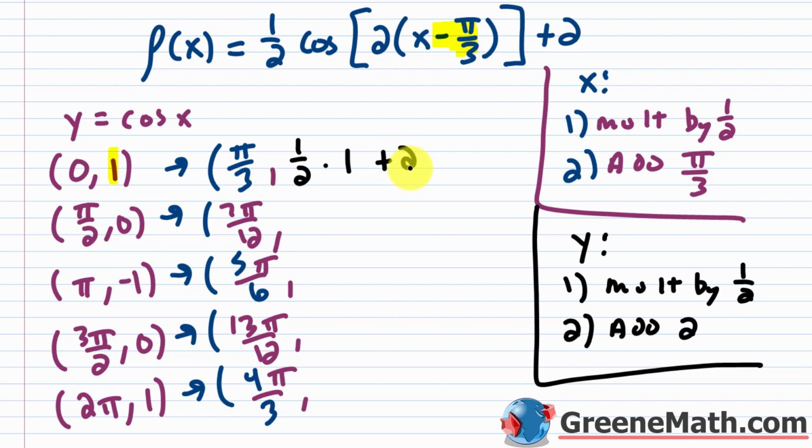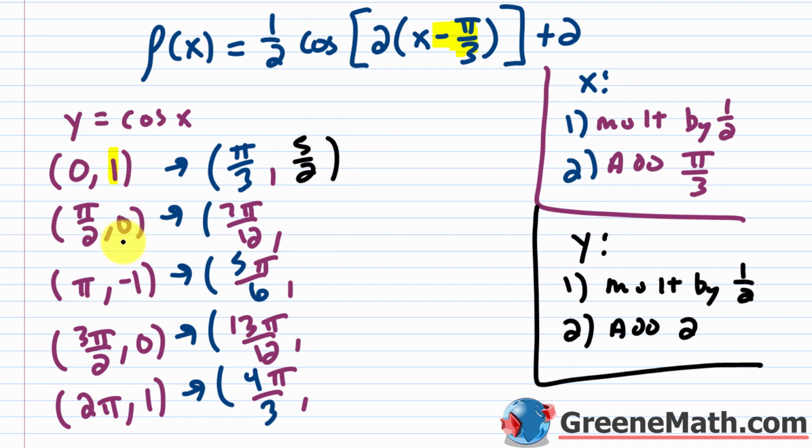So just following the order of operations, multiply by 1/2, and then add 2. So this would be 1/2 plus 2, so you could say that it's 1/2 plus 4 over 2, so that is 5/2. Let me erase this and put this in as 5/2.